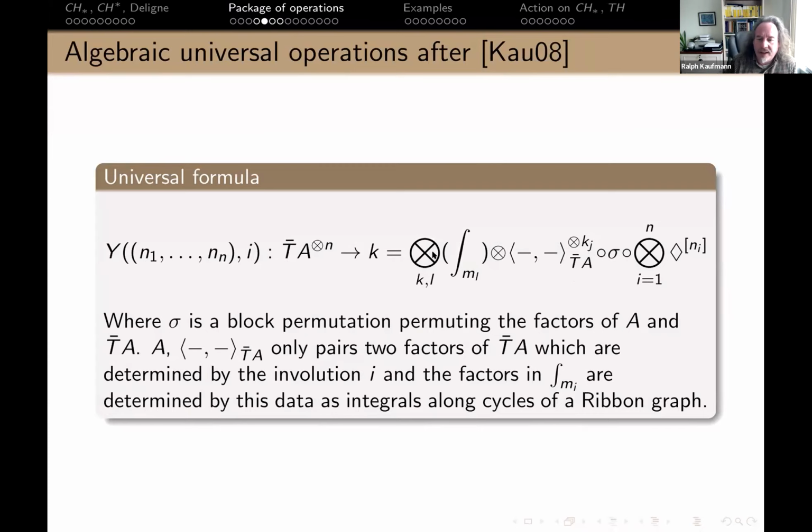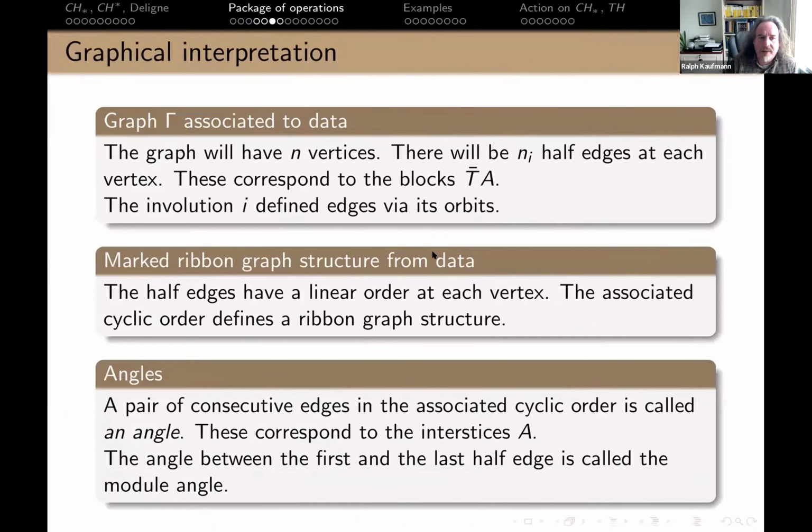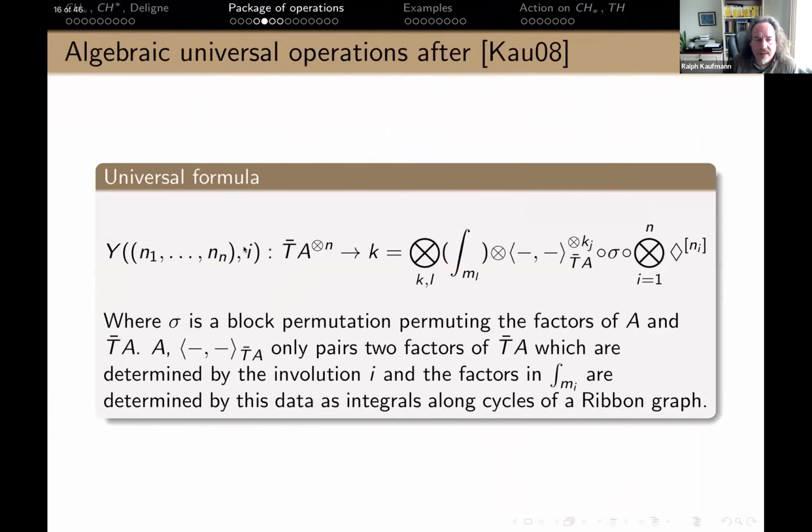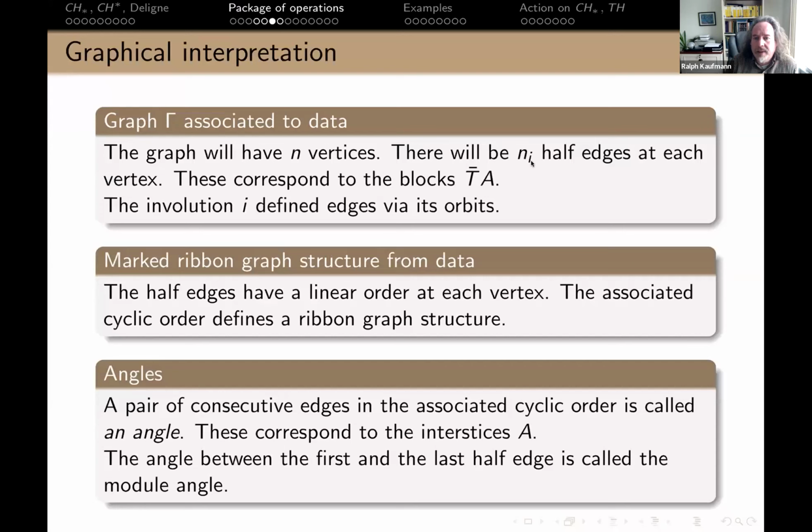And the fact is that what I'm looking at is a ribbon graph. So I can define a graph that will have n vertices. The n comes from the fact that I have an n here. So I have n vertices. There will be ni half edges. To each vertex, I'll start, so it will look like this. I'll have ni half edges. And then I have my pairing. So if I have a half edge here and a half edge here, I will pair them with this pairing I. And so that will give me a graph.